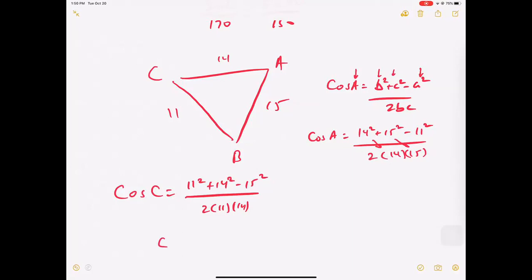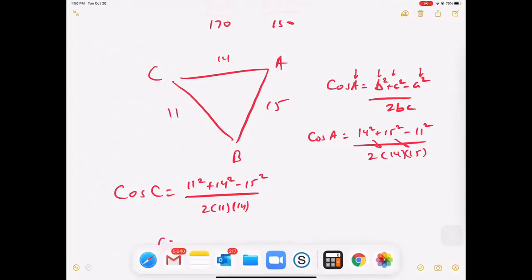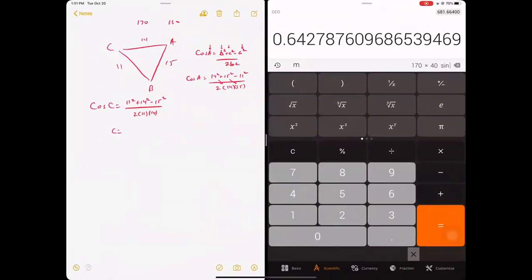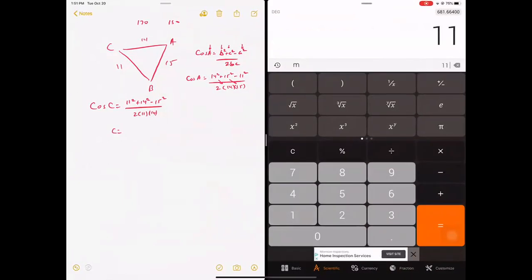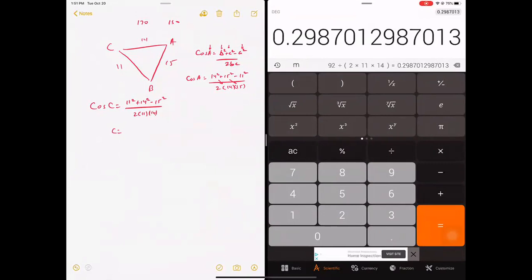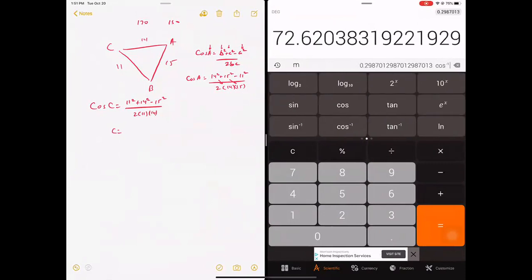Now this is all just calculator work. The calculator is really tricky if you haven't practiced this. 11 squared plus 14 squared. And I gotta say this, most of your time on this test will be on the calculator. Divided by parentheses 2 times 11. We end up with 0.29. I want to undo that, and we end up with angle 72.62.